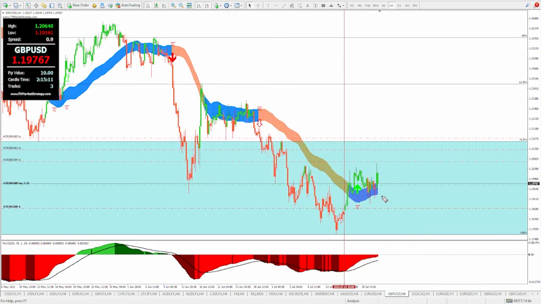Pound dollar is going to be the same scenario. What's going to happen is it's going to drop to this level, and from here, guys, we want to buy all the way here, about a 200 pip trade. This is very good.